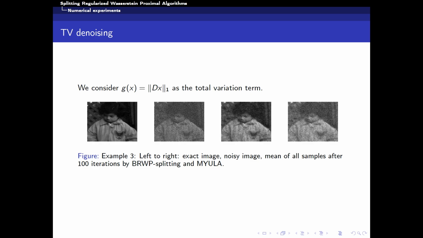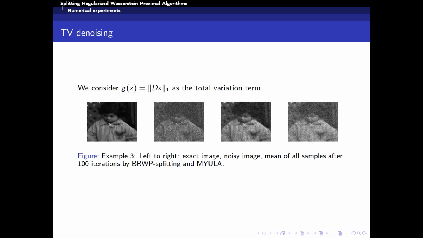The second example is the case where we have a total variation regularization on the image, and we are trying to draw samples from the distribution f plus this total variation regularization term. This is the exact image, this is the noisy image, and this is the mean of samples we draw after 100 iterations, and this is the mean of samples that ULA will draw after 100 iterations. You see that for this case, we got a much better image compared with simply using ULA.